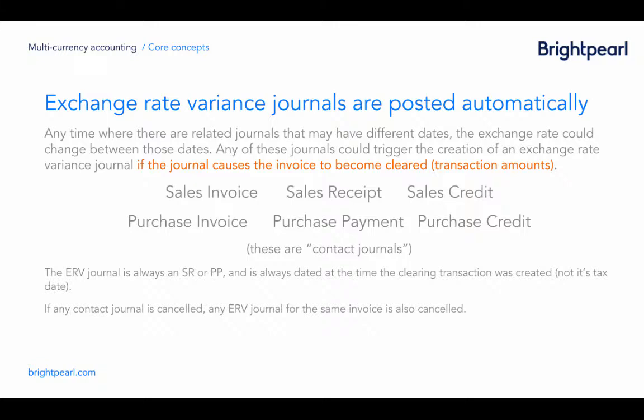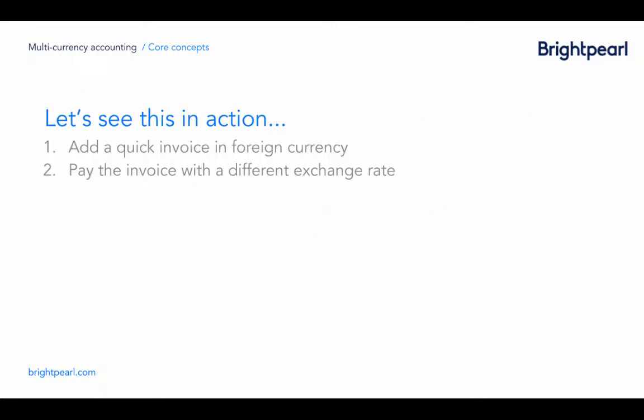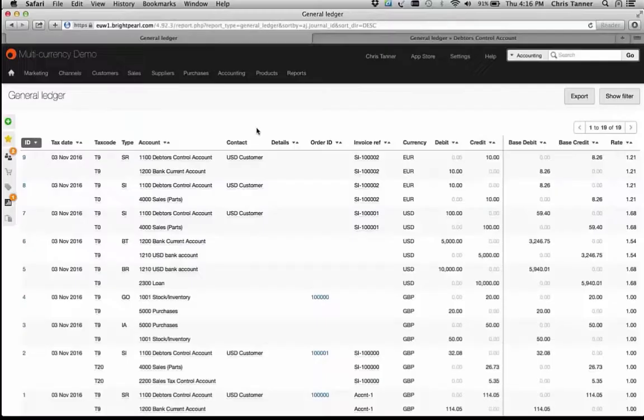Exchange rate variance journals like these are created automatically, and they are created only for the type of journals that are related to contacts, so sales and purchases. There's a little bit more detail on this screen. I'm not going to go into it all, but if you're reviewing the recording, you can come back and read it in detail later. Let's have a look at it in the system.